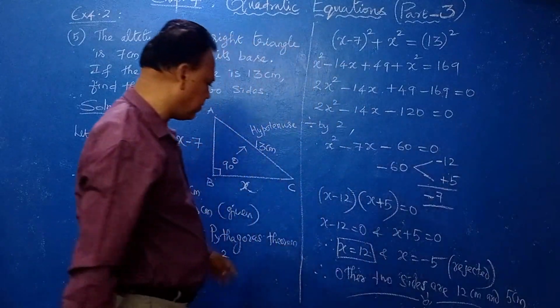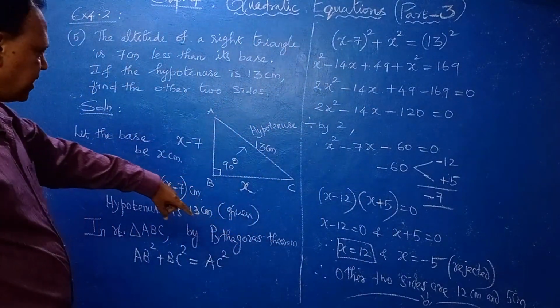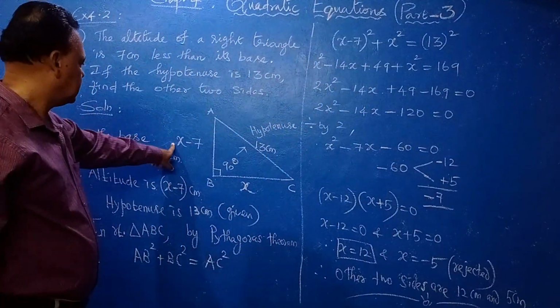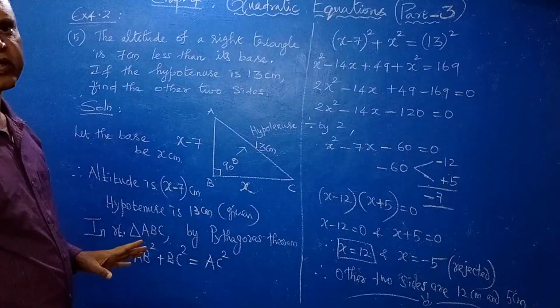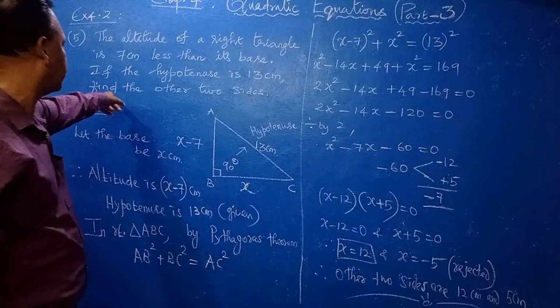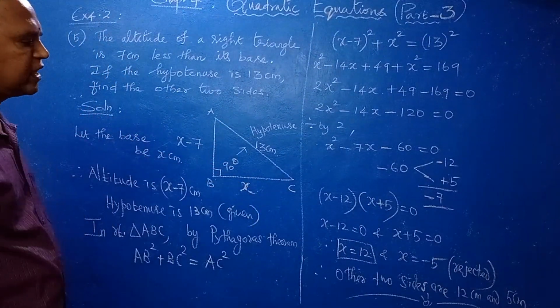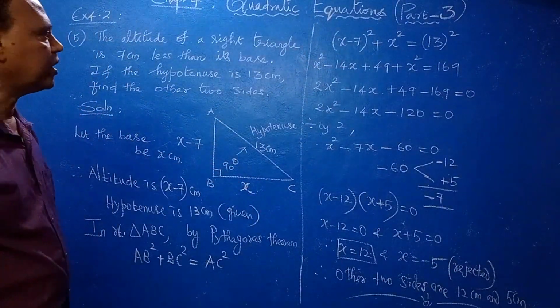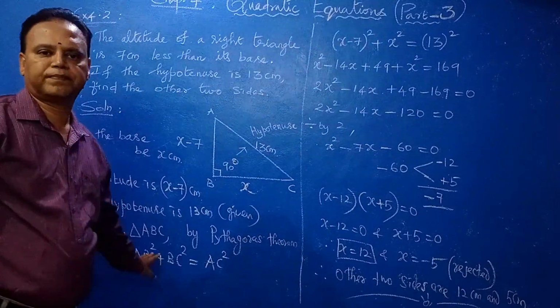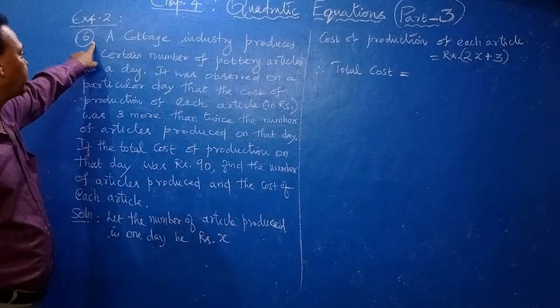So you can write that the base is 12 centimeter and the height is 5 centimeter. Like this also you can write, or according to the question you write. The question asks for the other two sides. Therefore, the other two sides are 12 centimeter and 5 centimeter. Okay? Understand?